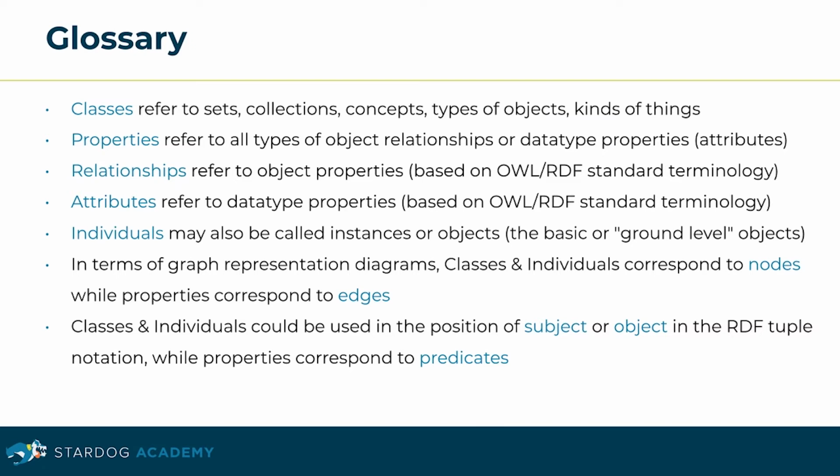Individuals may also be called instances or objects. These are the basic or ground level objects defined in our model. And in terms of graph representation diagrams, classes and individuals correspond to nodes, while properties correspond to edges. Now, regarding the RDF triple notation, if you have already followed the RDF and SPARQL training, classes and individuals could be used in the position of subject or object in the RDF triple notation, while properties correspond to predicates.